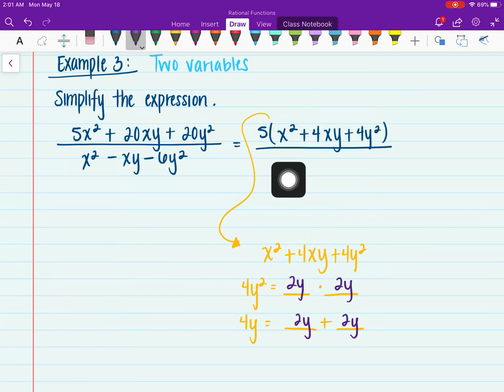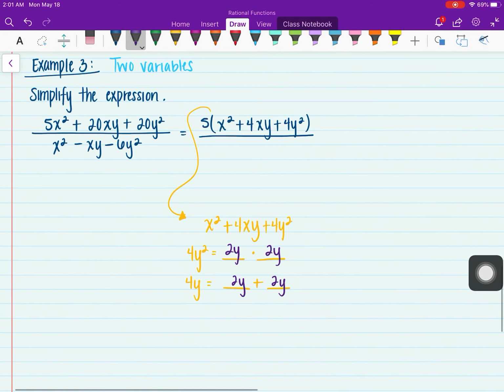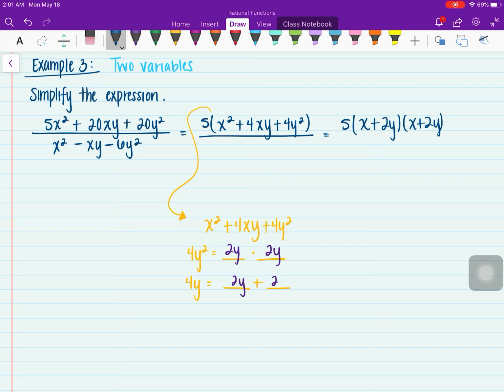Now we do have an x, and the x will be included in front of our parentheses, as the leading term of the binomials here. Let me just rewrite this here. We have 5 times x plus 2y times x plus 2y.